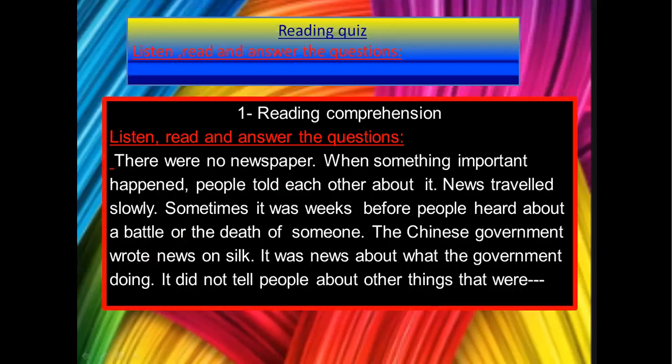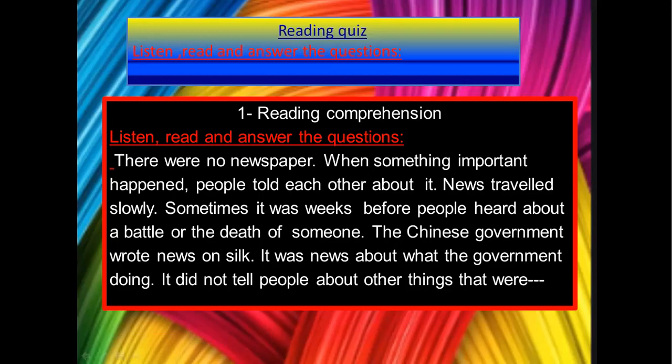Listen, read and answer the questions. There were no newspapers. When something important happened, people told each other about it. News traveled slowly. Sometimes it was weeks before people heard about a battle or the death of someone. The Chinese government wrote news on silk. It was news about what the government was doing. It did not tell people about other things that were happening.